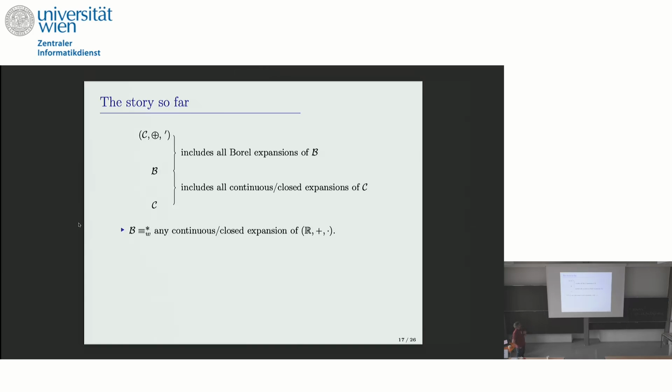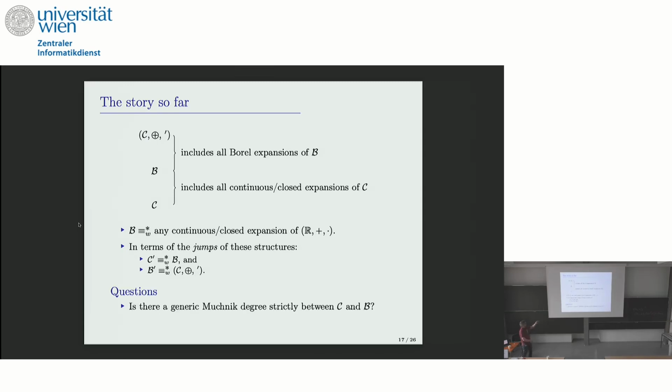Baire space is generic Muchnik equivalent to any continuous or closed expansion of the reals. You saw that. And if you want to think about jumps of structures, these are actually really nice degrees. Each one is the jump of the previous. There's even one below Cantor space that Noah Schweber talked about in his thesis that jumps up to Cantor space. So you're starting to see a spine of interesting structures in the generic Muchnik degrees.